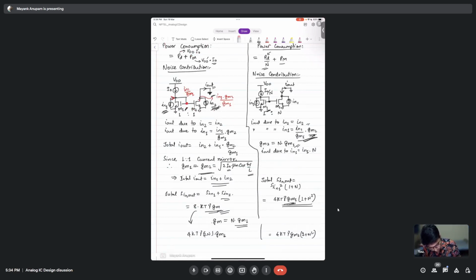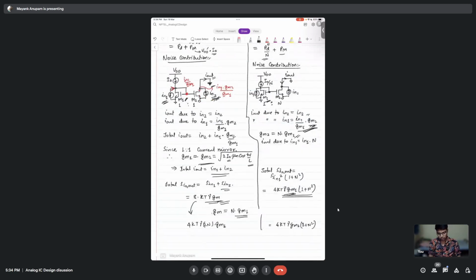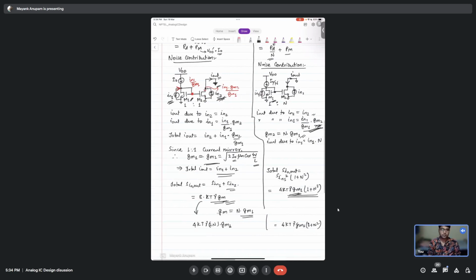Excuse me. In the gm calculation expression, why are we using 2ID by VGS minus VTH? So VGS is fixed, that's why. In this case, VGS is constant. Suppose you are using root over 2 I naught, will that be different? No, this will also give the same answer. You have to just understand that I naught and W/L are both being changed here. Here I naught is replaced by I naught by n, and W/L is also replaced by another quantity.